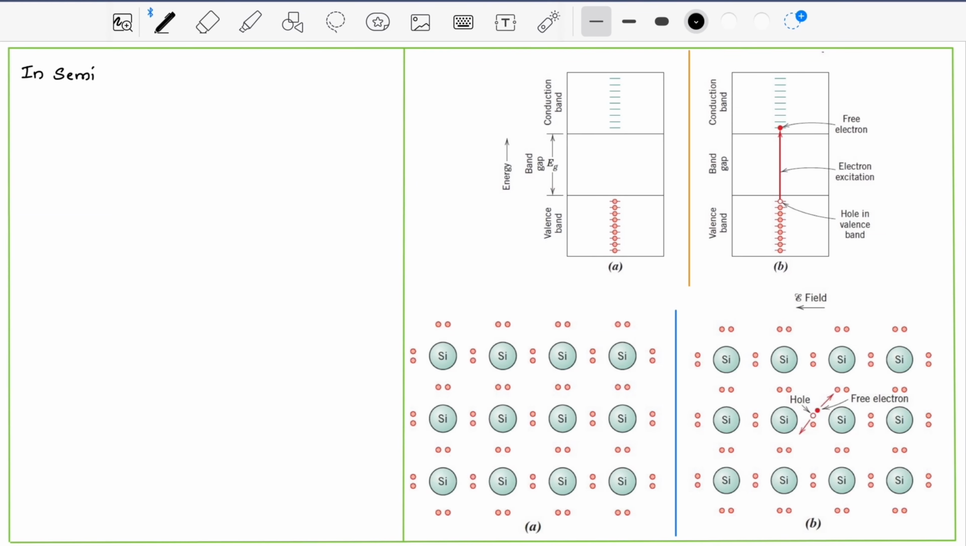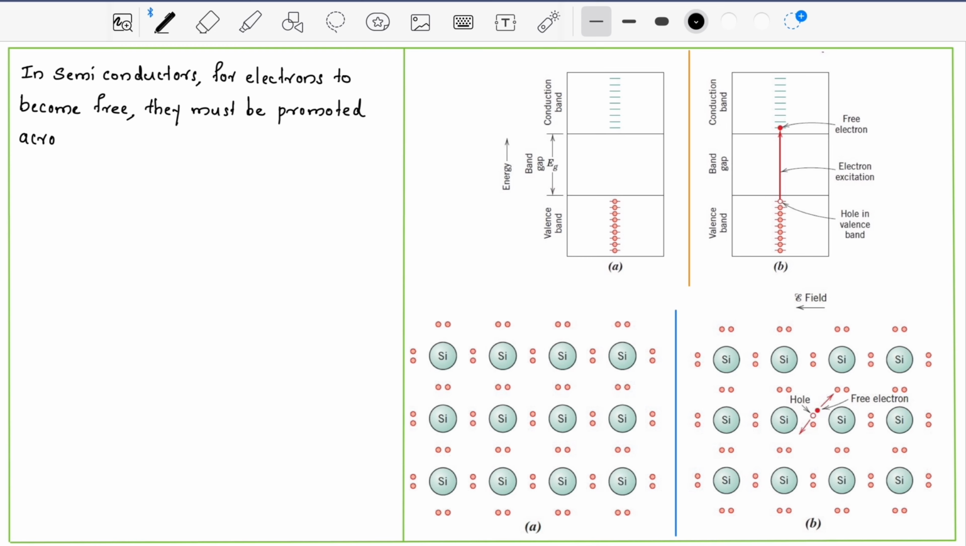In semiconductors, for electrons to become free, they must be promoted across the energy gap or energy band gap into the empty states at the bottom of the conduction band.